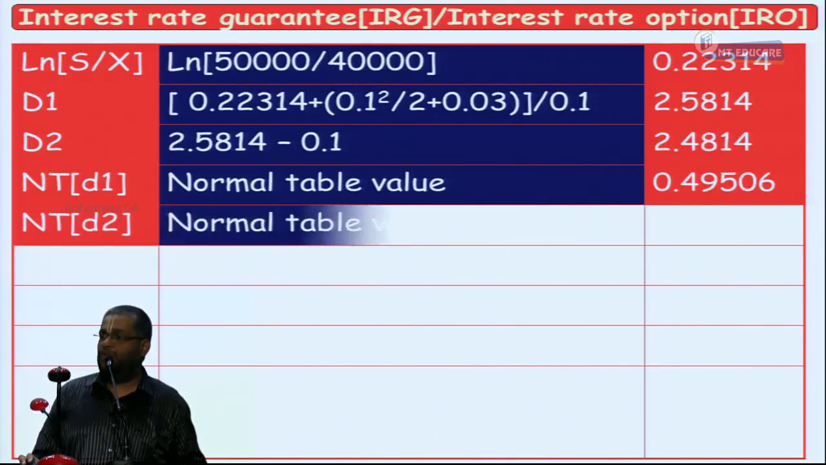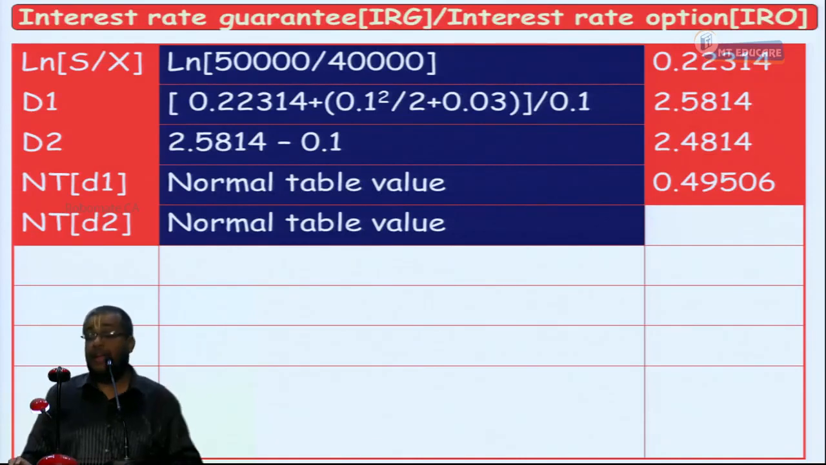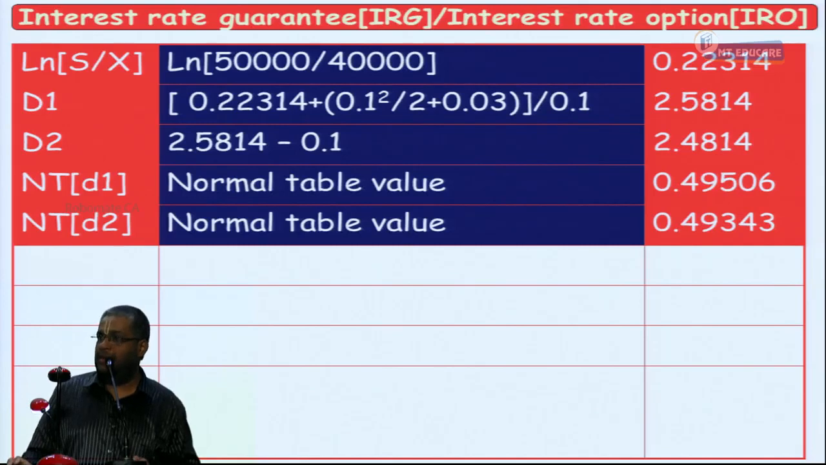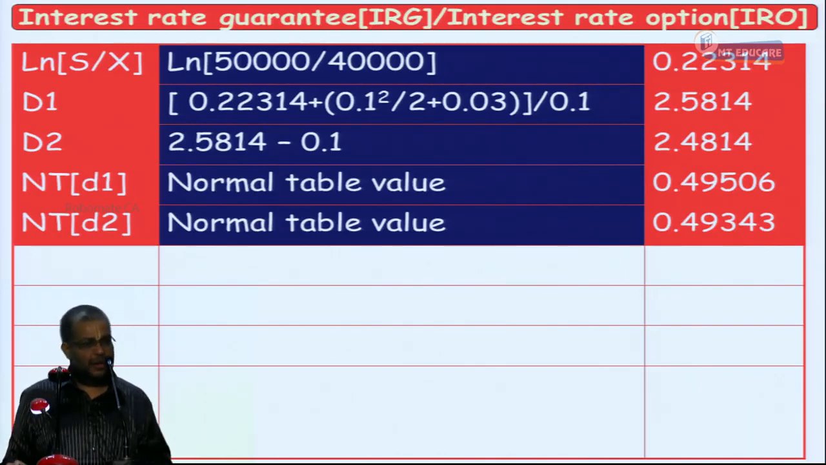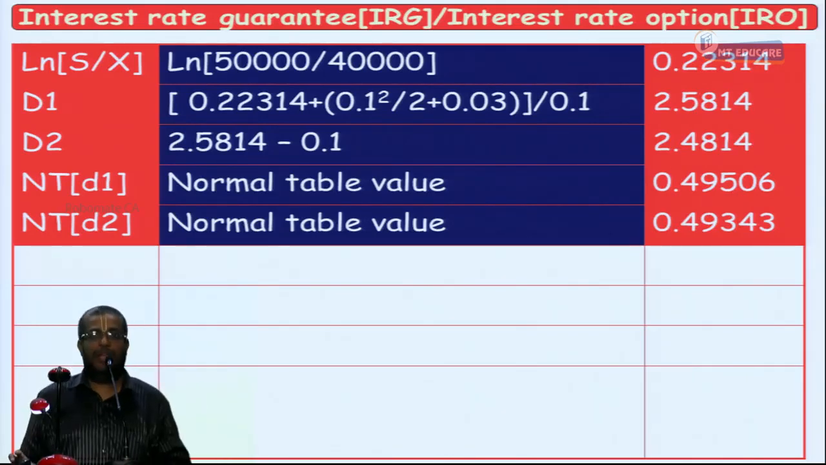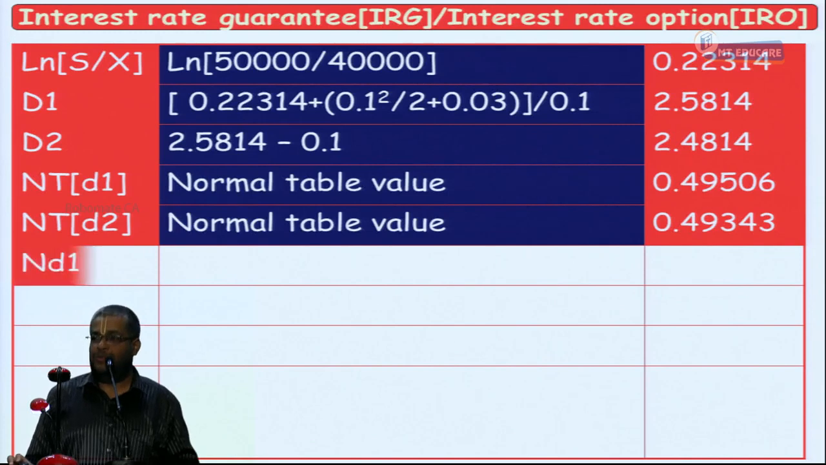NTD2, the normal table value of 2.48. Look at the normal table and tell me the value for 2.48 please. I had 0.49343, taken from some other table having 5 decimals. Okay, not an issue. 0.49343. Now, next is what?